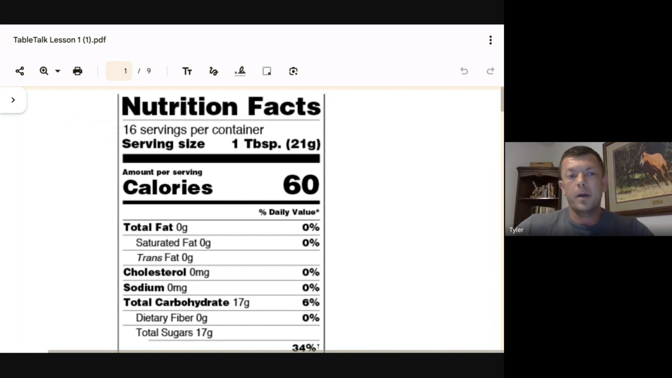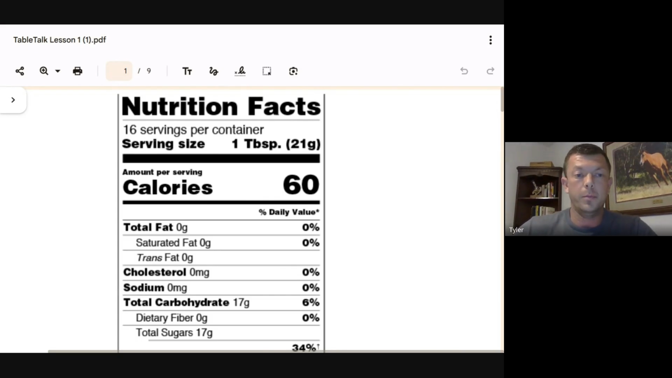So top to bottom, we've got the servings in the container and the serving size, the calories, and they're all going to be laid out the same. The next section is nutrients, and then under that is going to be vitamins. On the right-hand side, you'll see the percentage of the daily value that they've assigned to it. The percent daily value is also standardized by law.